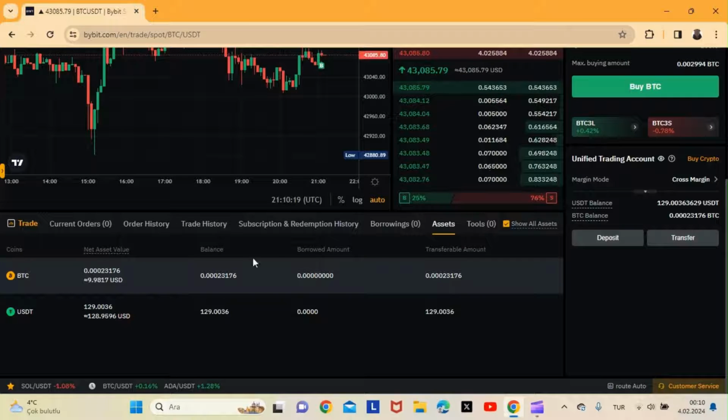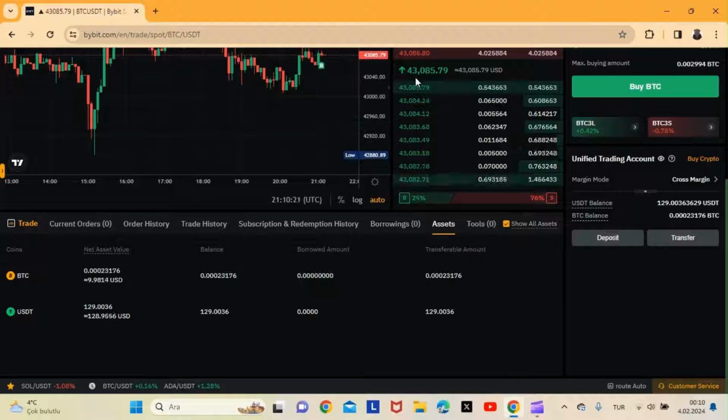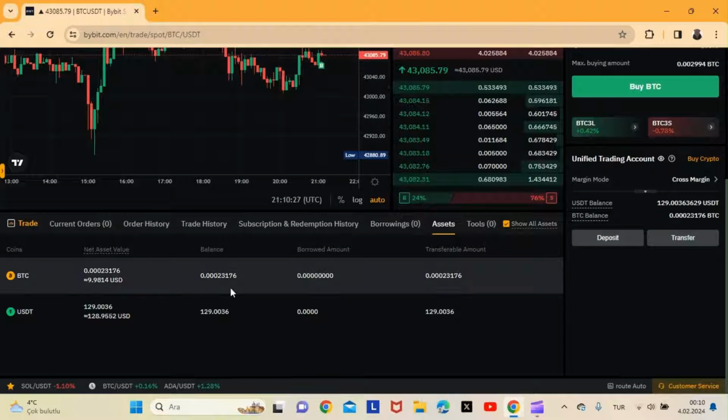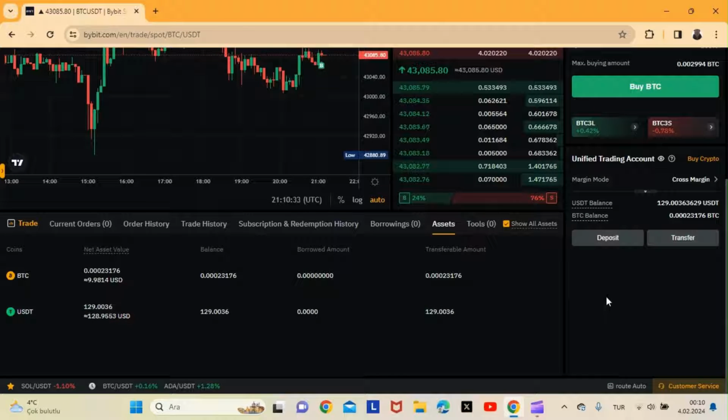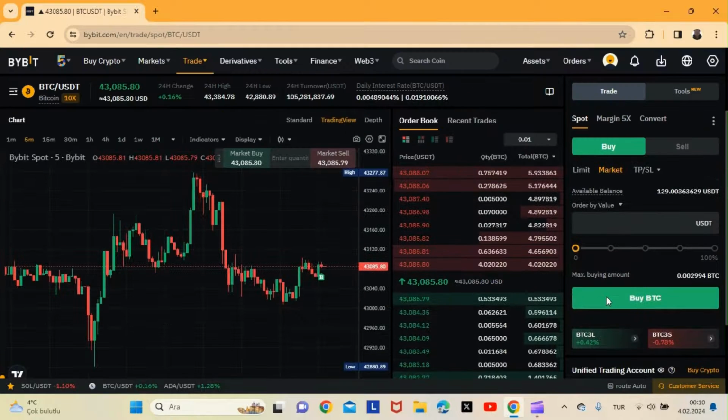So I have purchased Bitcoin at this current price of 43,000. I'm going to wait until the price of Bitcoin increases to, let's say, 44,000. I'm going to sell and I'm going to make profit. All right, so this is basically what we mean by the market order and the limit order. Limit order is a command which you give to your broker that if price reaches this particular amount, I want to buy a certain amount of this particular asset.